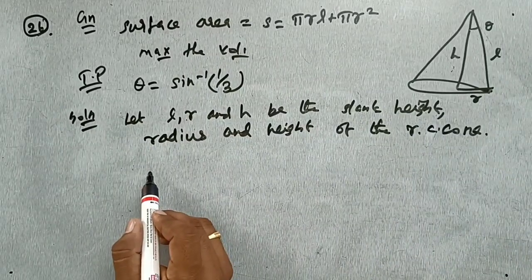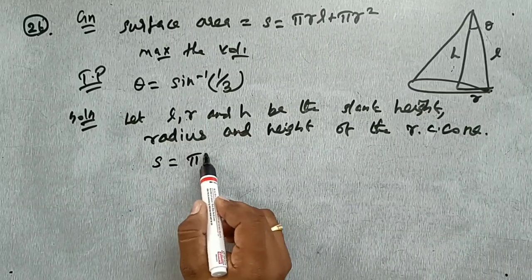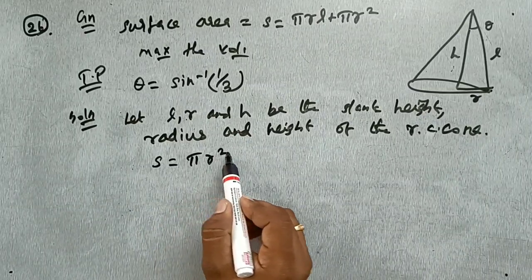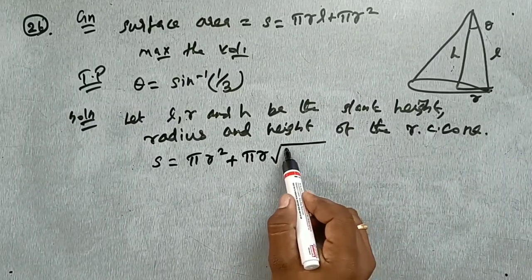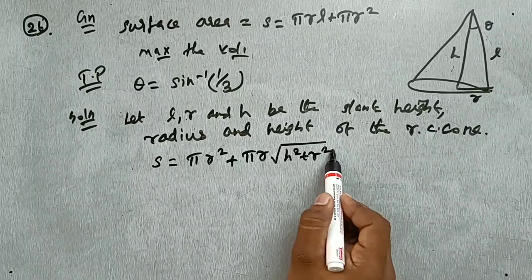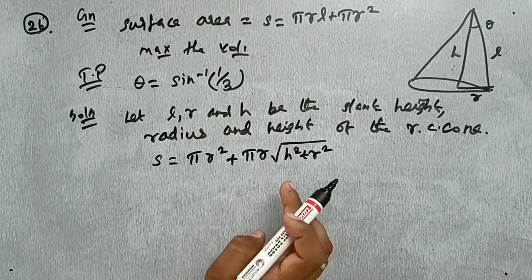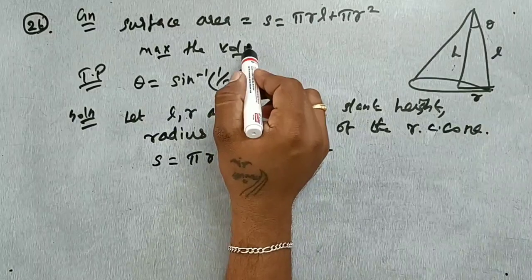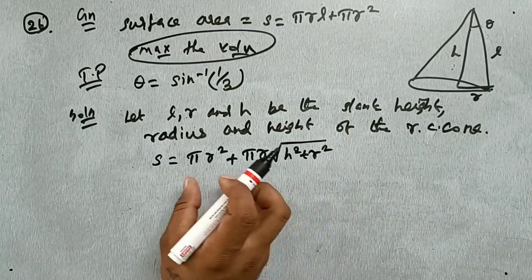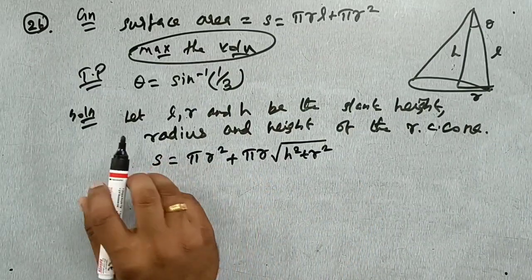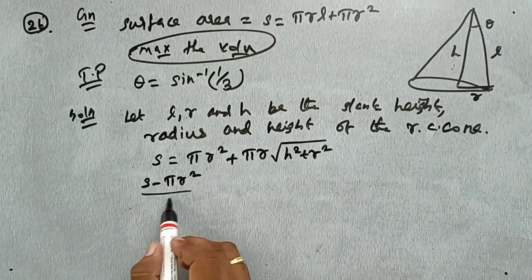So now, what is the surface area here? Surface area first we will write. So pi R square plus pi into R into L. The L value we know is root of H square plus R square. It is given. So from this I am finding the value of H. After that, the H value I am going to substitute in the volume. So what is the value of H? Before that, bring the pi R square to the left side. So we will get S minus pi R square, then divide by pi R.